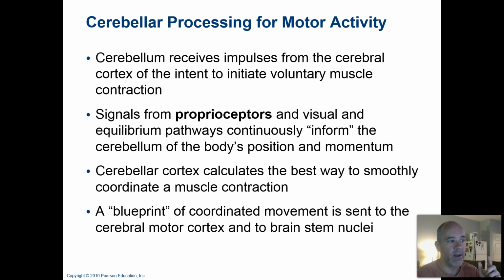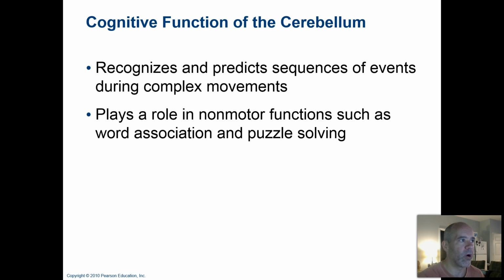So the cerebellum makes those calculations and sends a blueprint of coordinated movement up to your cerebral motor cortex up here, and then you have these upper motor neurons that send action potentials downward to the lower motor neurons that are the right ones that need to be stimulated. Because you've got to stimulate the right muscle fibers, you have to have the correct force of stimulation as well. That's important also. So lots of complexity. It's amazing how all of that actually winds up working.